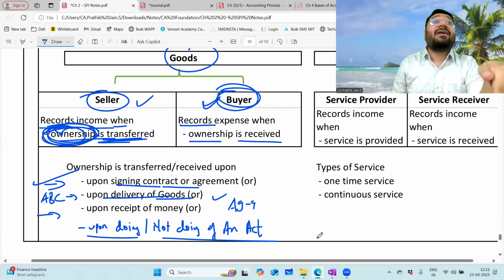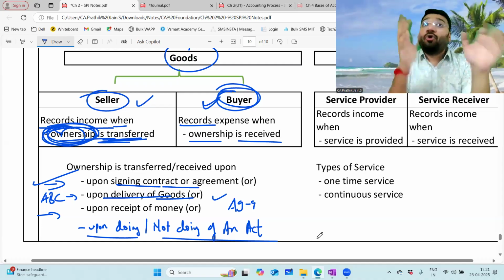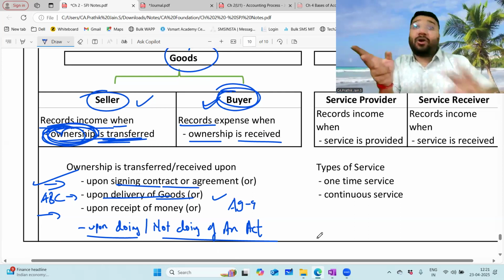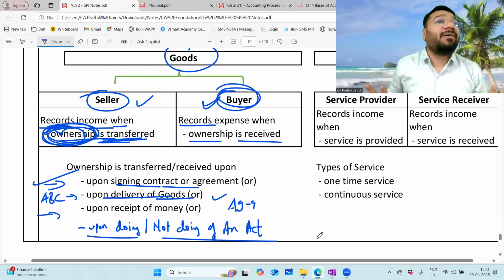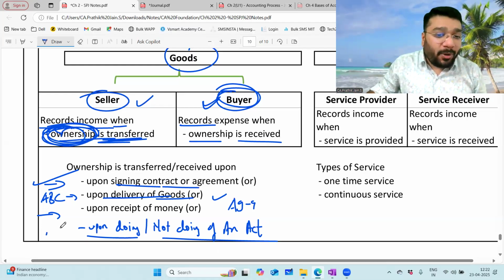If he's asking to pay, why? Because he's saying that you are now the owner. You have broken that wrapper. Nobody else will buy. So you are the owner of that particular product. So by doing something or by not doing something, still you become the owner of that product. So this is the 4th example. Any problem in this?